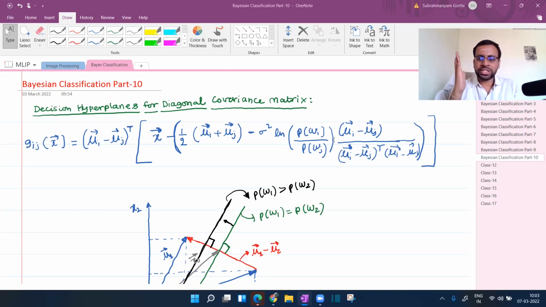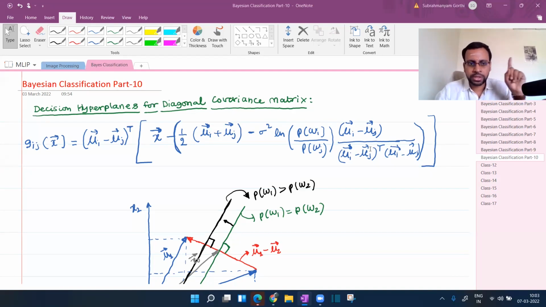On the decision hyperplane, we know Gij of x bar, what should be its value? What should be the value of Gij of x bar? 0, correct. So that means mu I bar minus mu j bar whole transpose cannot be 0. So x bar should be equal to this x naught bar along the decision hyperplane. Of course, if it is 2D, it's a plane. Anything more than 2D, you may call it a hyperplane.